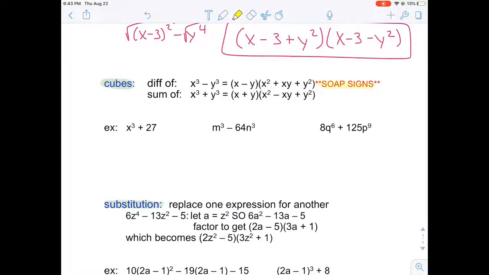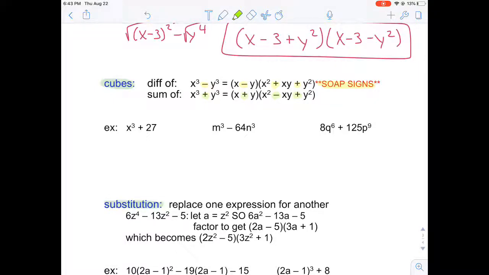the S is for same, so we're going to have the same sign on the inside. So here's a minus, then we end up with a minus to start. The O is for opposite, which refers to your second sign. So we originally had minus, now we have a plus. And then the AP is always positive. So if I look at the second one, which is the sum of, we have the same sign, so a plus, opposite is a minus, and the last one's always positive. So a way to help you memorize those.